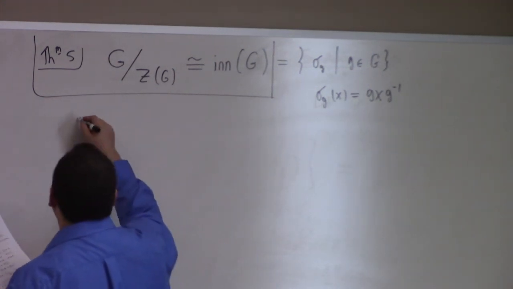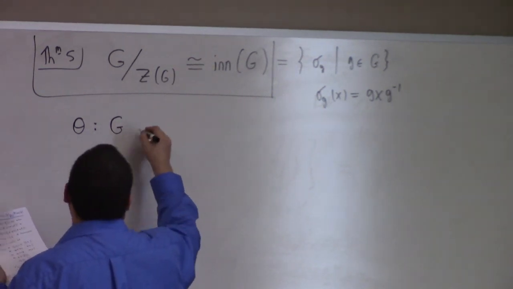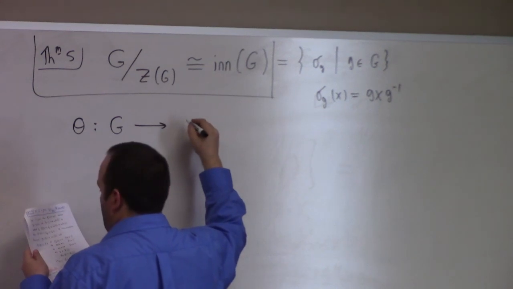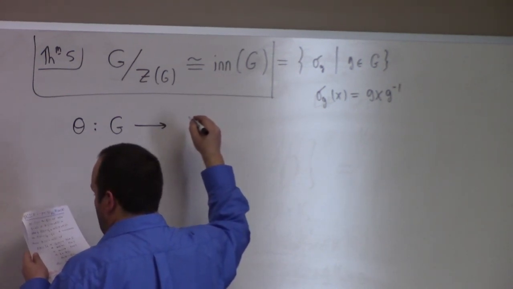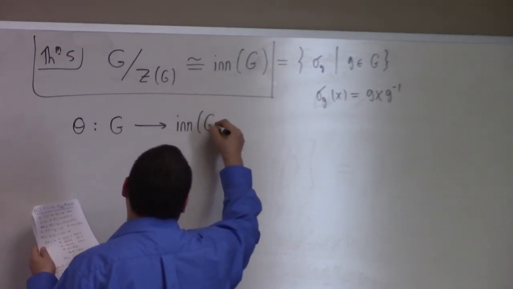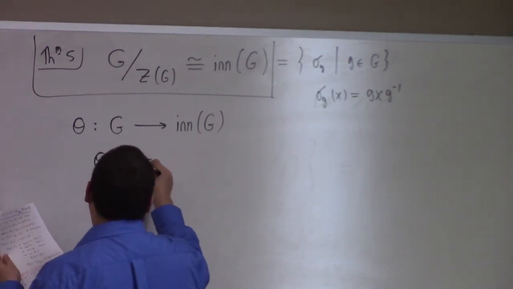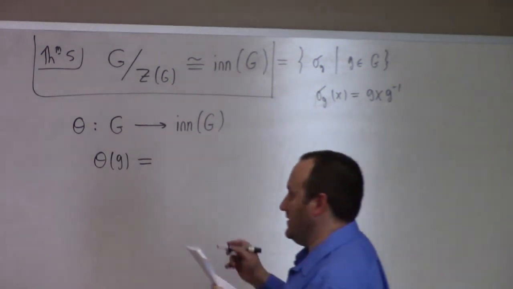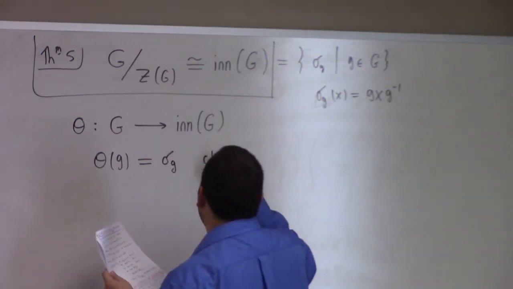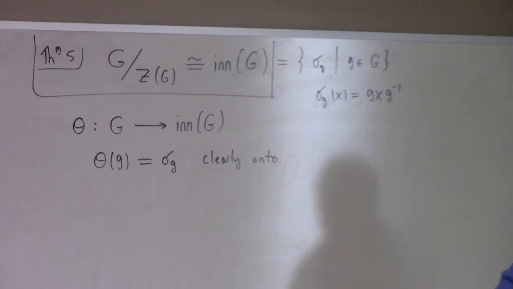So we can define theta to be a mapping from G to the, well, he has the automorphisms of G in the book. I think I'm just going to make it map to Inn G because why not? And this theta, we're going to do is theta of g. Guess what it's going to be? Sigma g, right? Clearly onto, right? That's an arbitrary element of the inner automorphisms, so it's clearly a surjection.